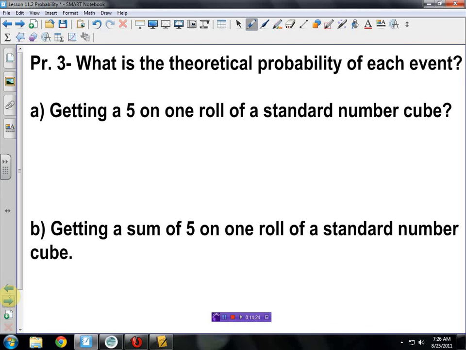All right. Problem 3, what is the theoretical probability of each event? So A is getting a 5 on one roll of a standard number cube. So we go probability of getting a 5, and that's equal to, let's see, how many 5s are there on a die? Well, hopefully there's just 1. And then how many sides are there in a standard number cube? That's just a fancy way of saying a die or dice, which on the bottom will be 6, which is 1/6.